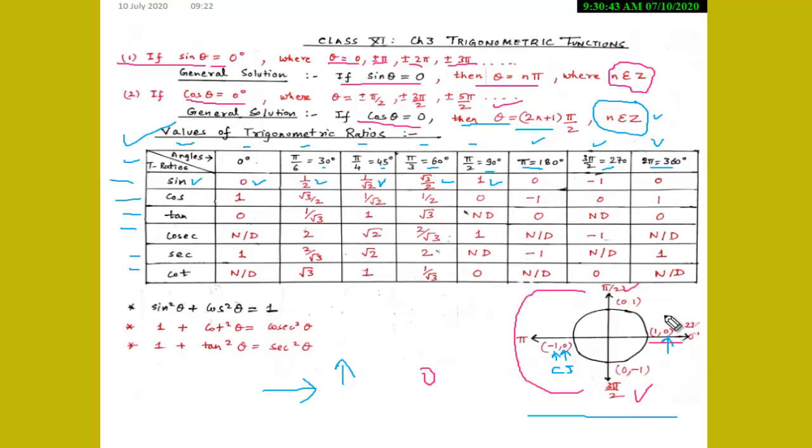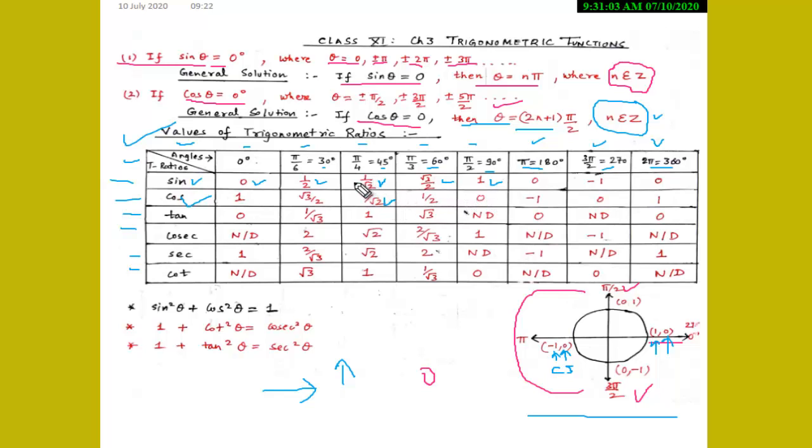And now, the cos function. Here, as you can see, by the unit circle, cos 0 is 1. And then cos 30, which is root 3 by 2. And then cos 45, which is 1 by root 2. And then cos 60, which is 1 by 2. So here, the value of sine 45 and cos 45 is the same.